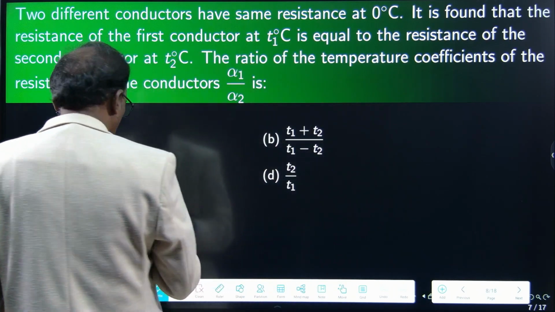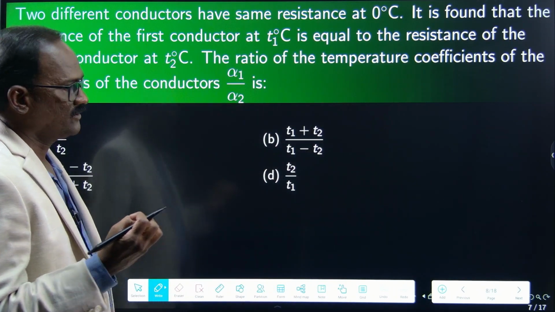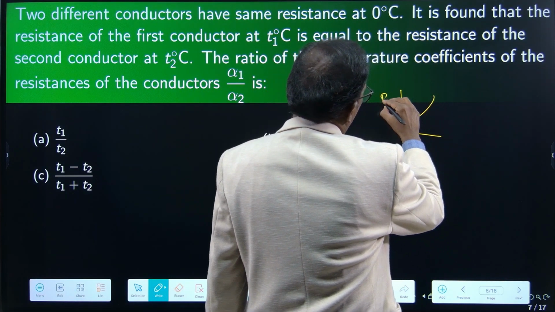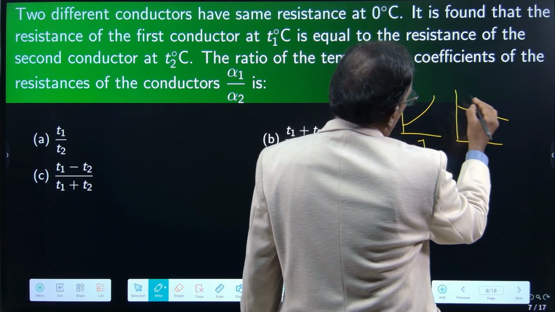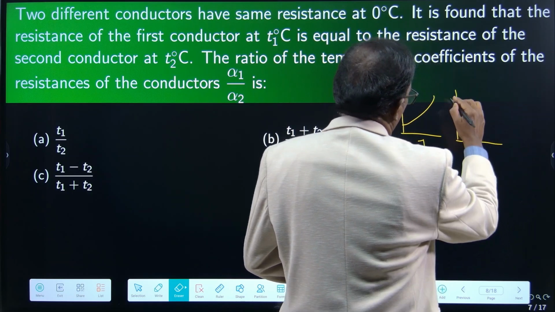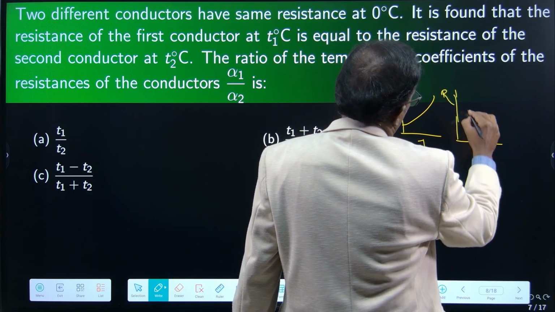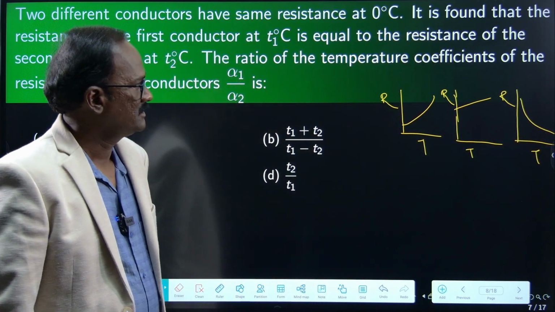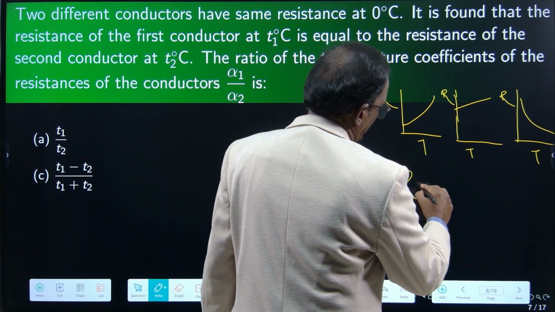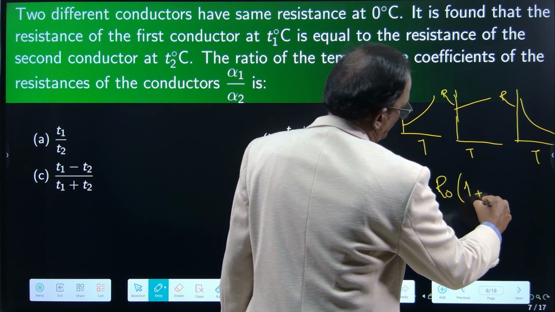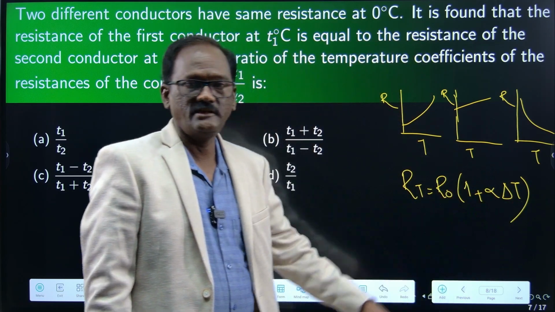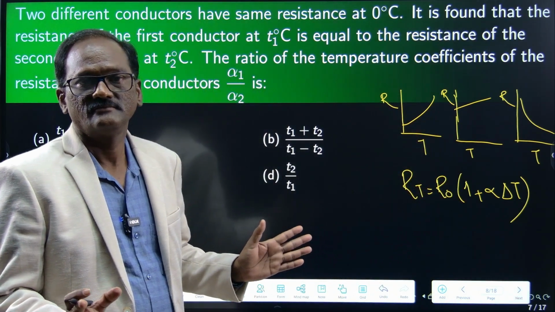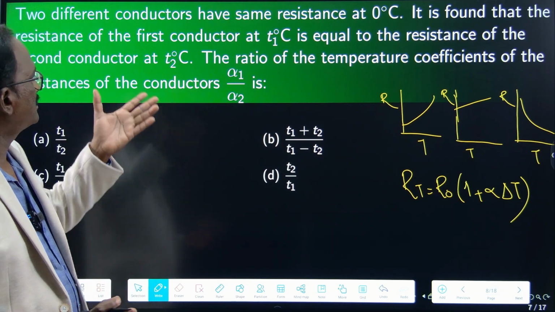Yes. So these are a few problems we can solve here. For metals, R versus T. For alloys, R versus T. For semiconductors, R versus T. So these are the three graphs. Then RT is equal to R0 of 1 plus alpha delta T, where delta T is T minus T0, the change in temperature, right? So this is what we have discussed so far. Using this concept, let us try to solve a few problems.